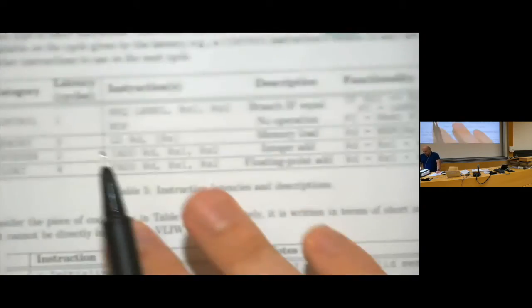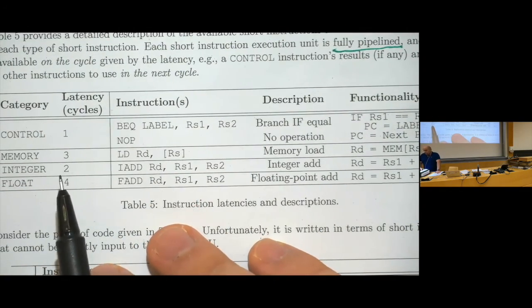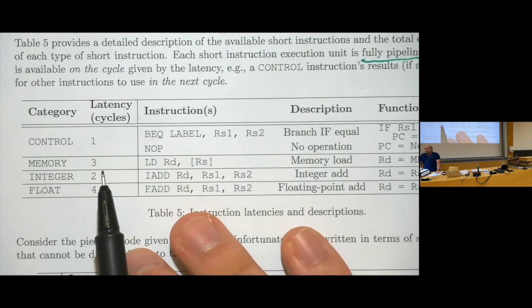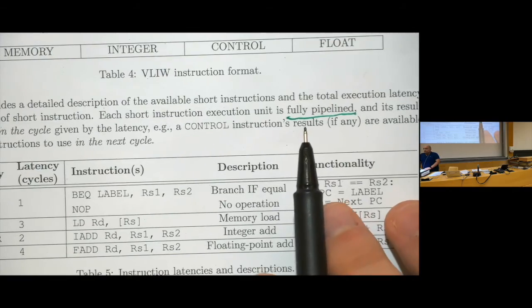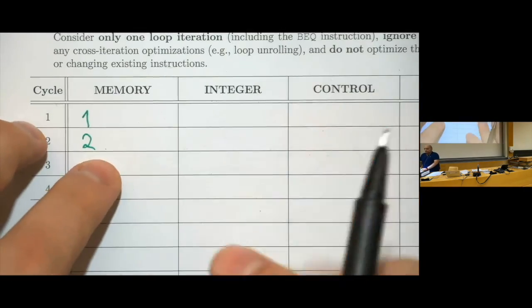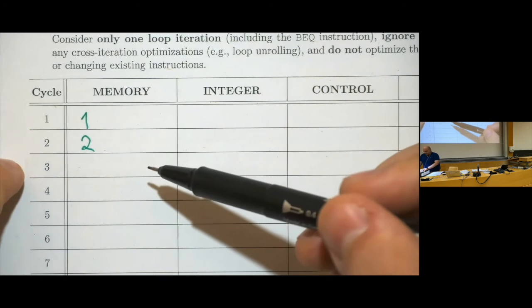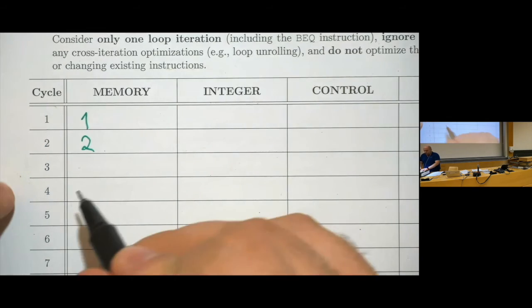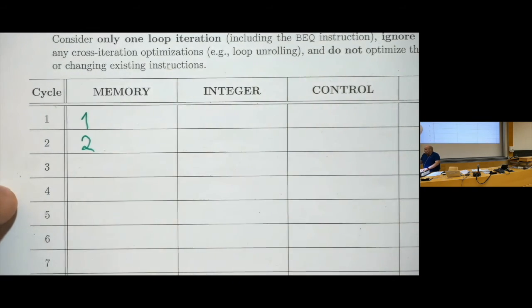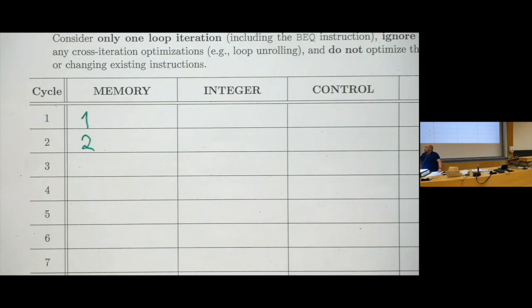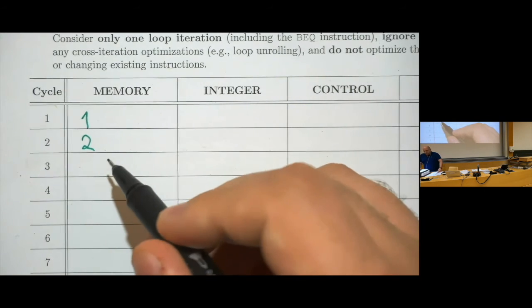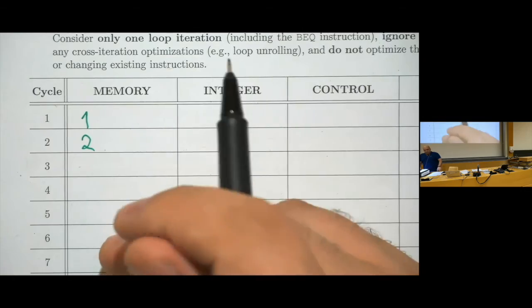Notice that although the latency of each memory operation is 3 cycles, we are also told, as I underlined here, that the execution is fully pipelined. What that means is, this first load starts in cycle 1 and is going to take a total of 3 cycles to become available, right? So I can use the value that I loaded in the first cycle at the earliest in cycle 4. However, because the functional units are pipelined, I can start a second load while the first one is still ongoing. So I can begin this second load here in the second cycle.